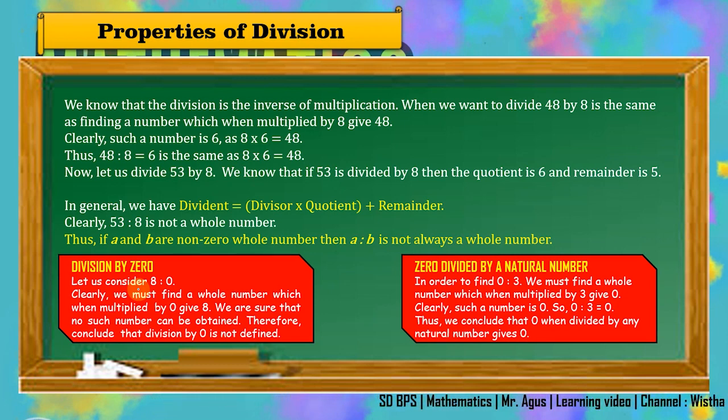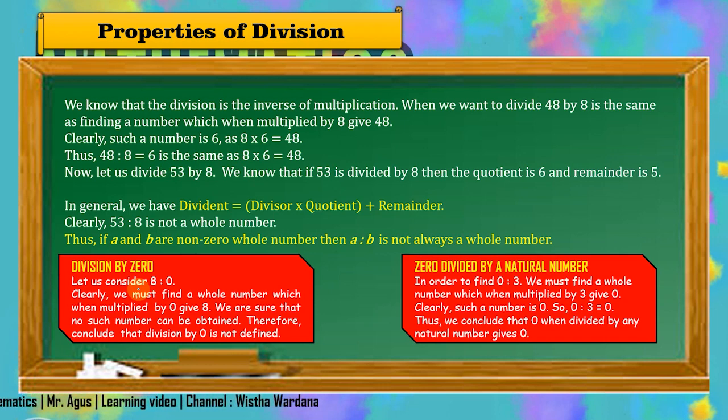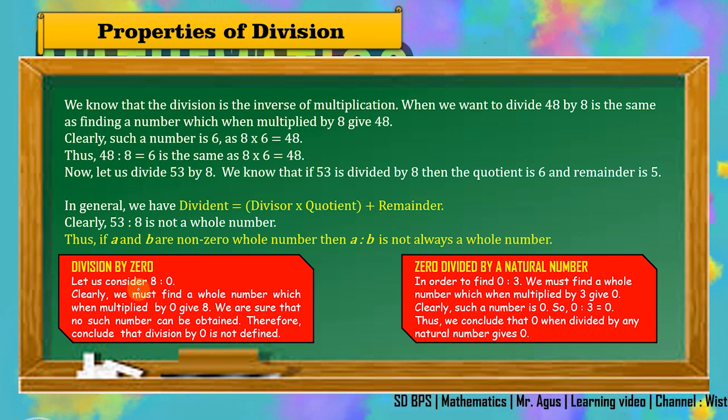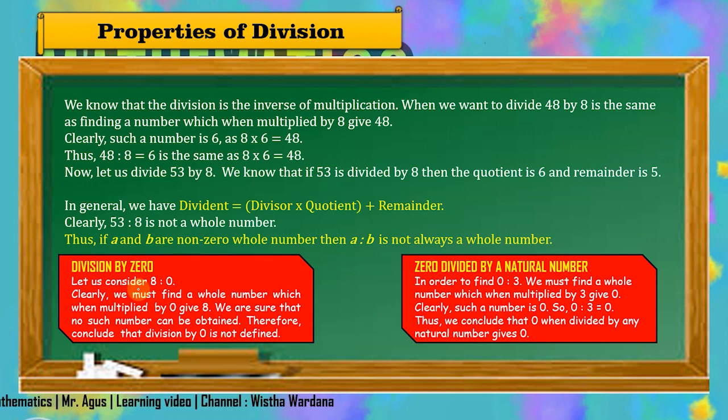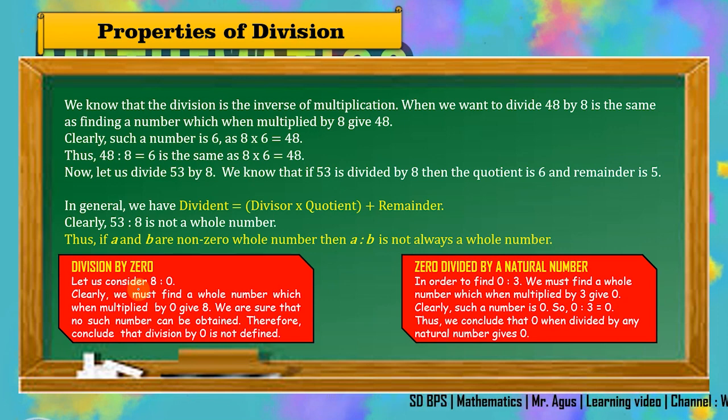And then the second property, 0 divided by a natural number. In order to find 0 divided by 3, for example, we must find a whole number which when multiplied by 3 gives 0. I think all of you already understand the meaning of division, so clearly such a number is 0. So 0 divided by 3 is equal to 0. Thus we conclude that 0 when divided by any natural number gives 0.